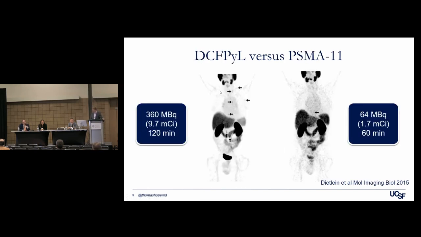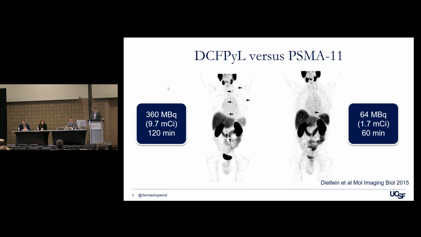Okay, another comment about agents. People always want to say one is better than the other. So this is a paper that I stopped presenting because I don't like the paper, but I think it highlights an important issue. So this was a patient who got DCFPyL and PSMA 11. This paper concluded in 15 patients that DCFPyL was better than PSMA 11.